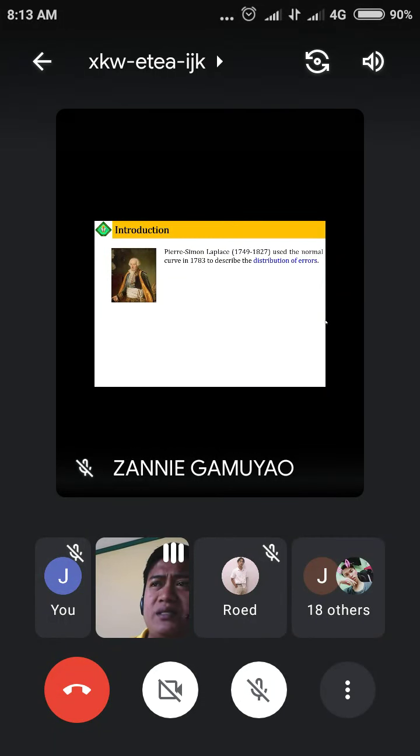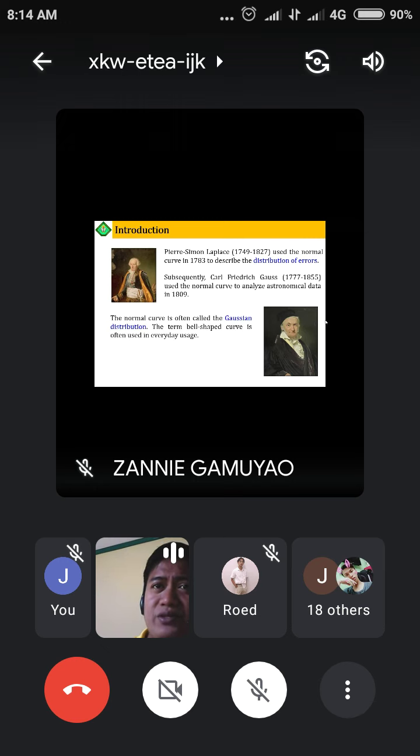1983 to describe the distribution of errors. Subsequently, another mathematician, Carl Friedrich Gauss, used the normal curve to analyze astronomical data in 1809. So ito yung mga history ng application ng normal distribution. So the normal curve is often called the Gaussian distribution. So the term bell-shaped curve is often used in everyday language. So instead of Gaussian distribution, bell-shaped curve ang tinatawag natin.